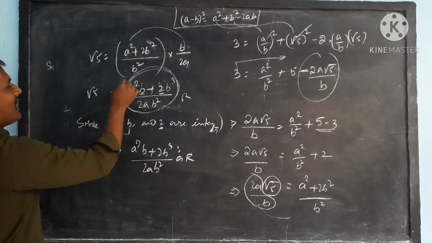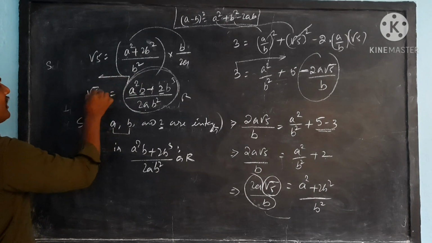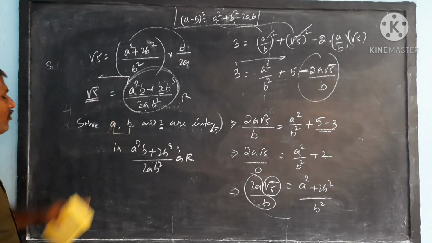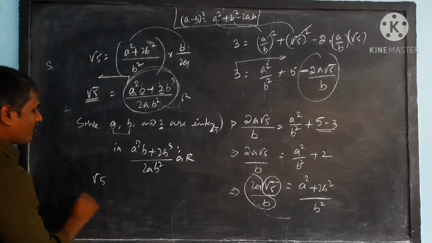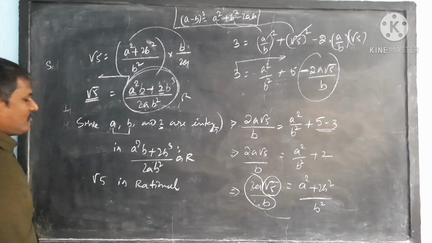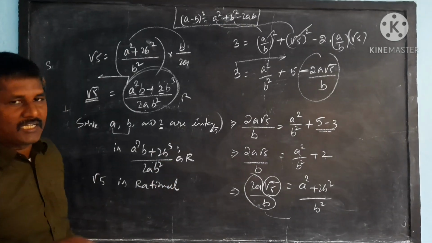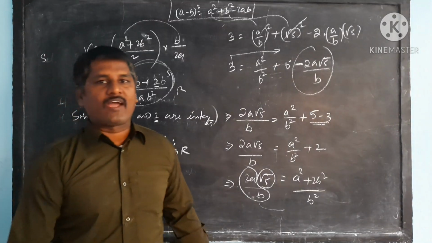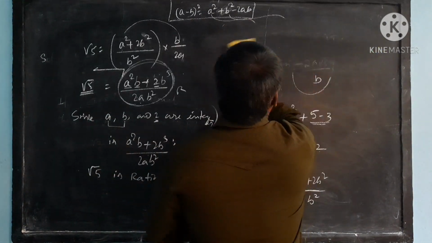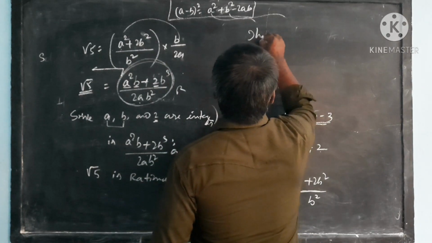If it is rational, it is equal to the left side part, root 5. If it is rational, then it is equal to root 5, then root 5 will also be rational. Then root 5 is a rational number. But you have to know that root 5 is irrational. So this contradicts the fact that root 5 is irrational.